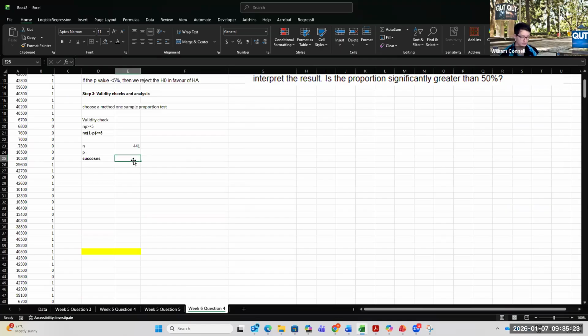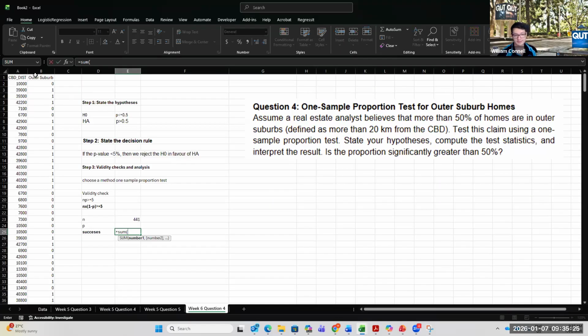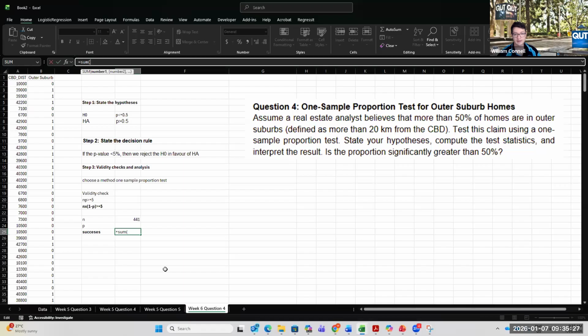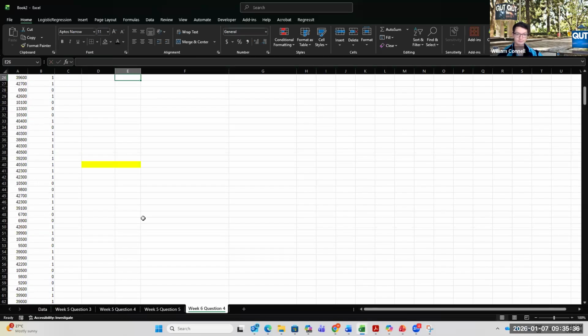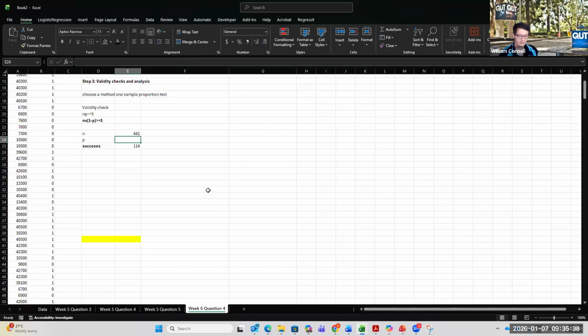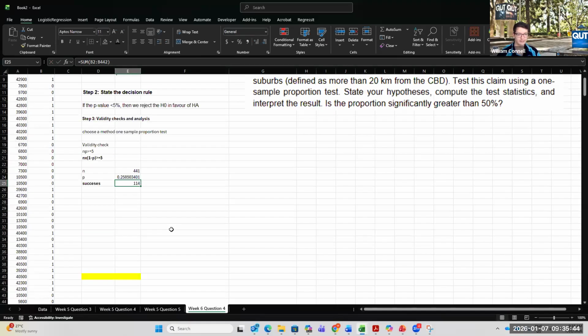The number of successes is also pretty straightforward. Because we've set this up as zeros and ones, the number of successes is just the sum of this range, okay? Because it's only going to include those that are equal to 1. Okay, so 114. Then for our proportion, successes divided by sample size, 0.258. So now we can do our validity check.